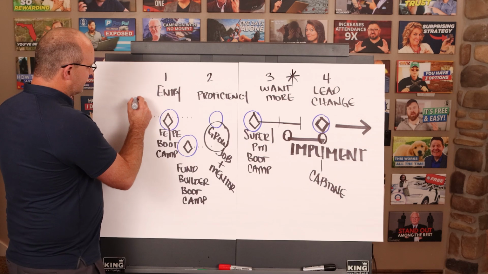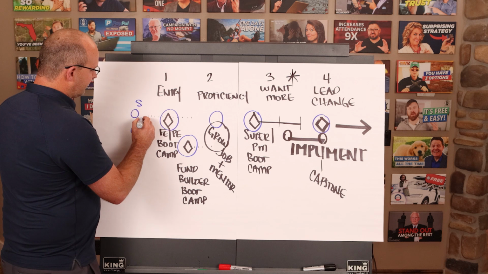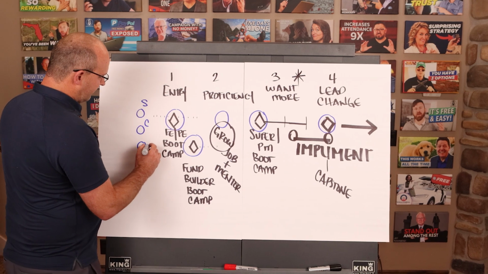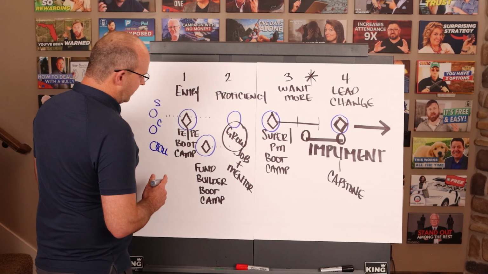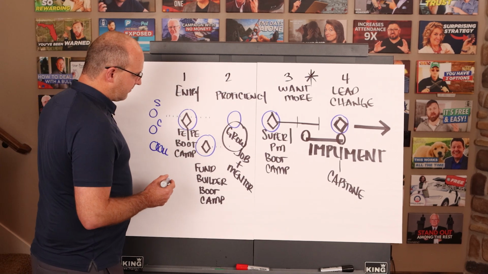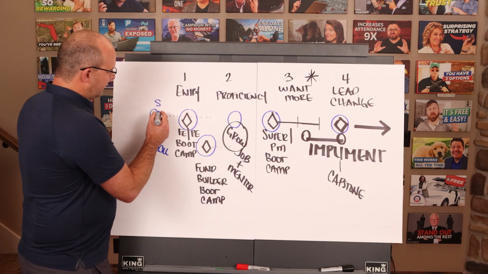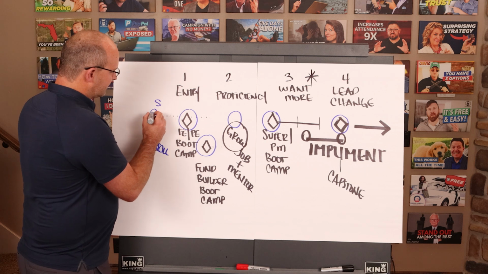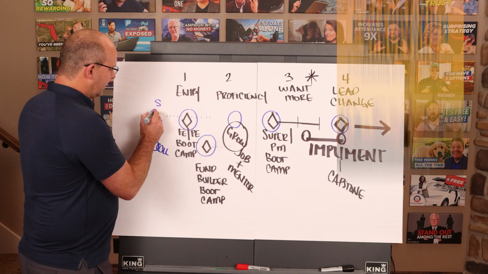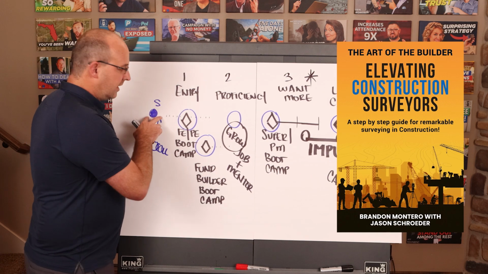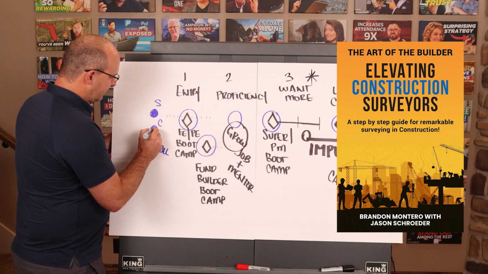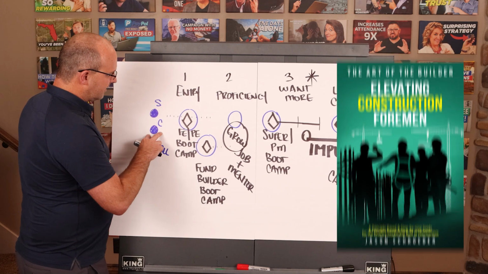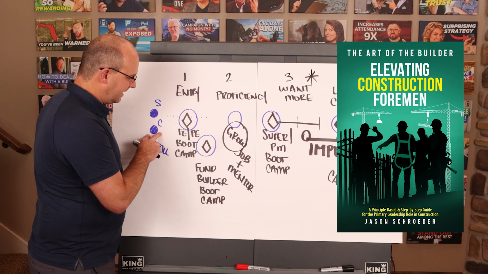So you can come from the survey ranks, you can come from the craft ranks, or you can come from college, right? Wherever you want. We've got a couple of references here for you. If you're coming from the survey world, we have a book called Elevating Construction Surveyors specifically for this position. If you're coming from the craft, we have a book called Elevating Construction Foreman, which is key, right?